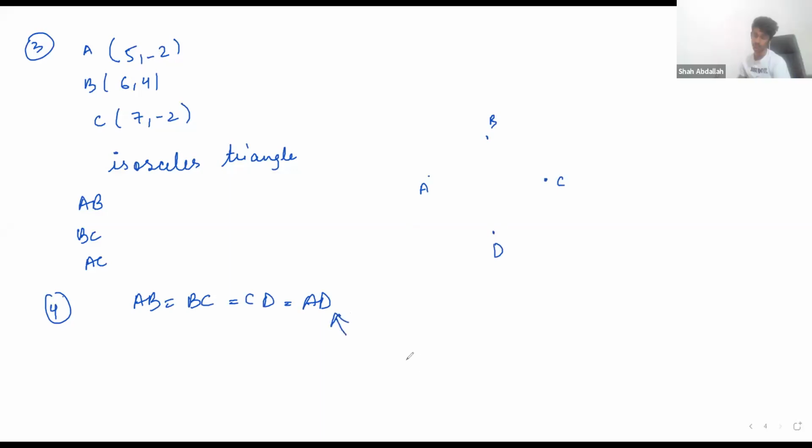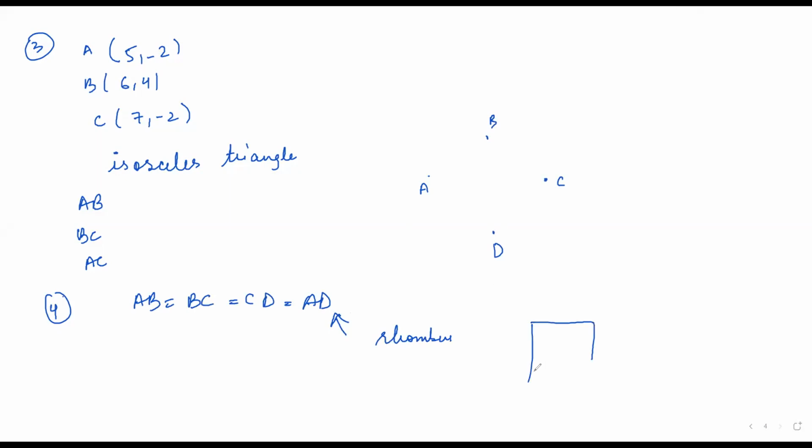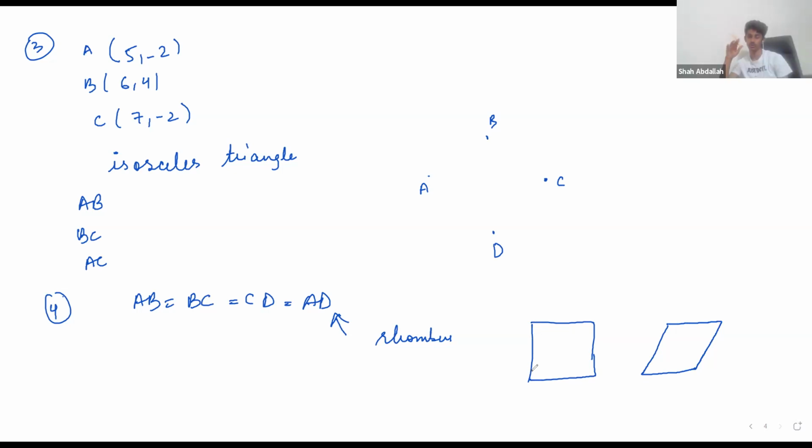Now can I say it is a rhombus? What is a rhombus? Rhombus also has all the four sides equal. This is a square, right? And this is a rhombus. So if you are getting all the four sides equal, how will you make sure it is a square? It can be a rhombus also. That's the difference. Angles have to be equal as well.